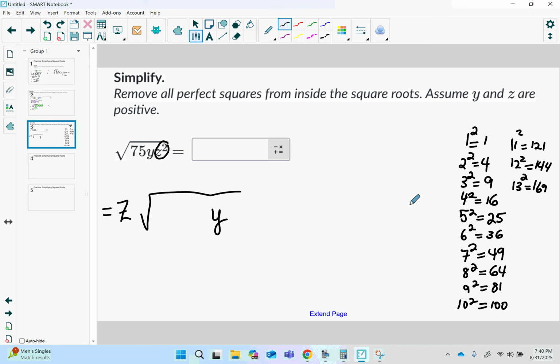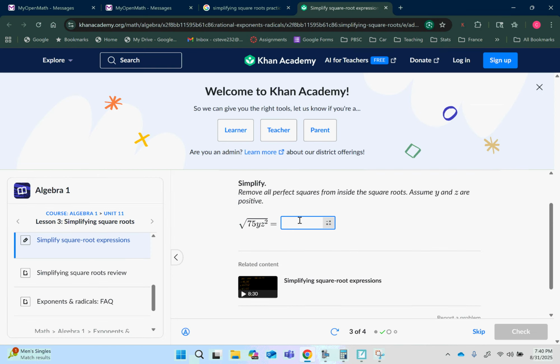Okay, so notice that 25 is a perfect square, and I know that 75 can be rewritten as 3 times 25, or 25 times 3, and the square root of 25 would be 5. So now I'm going to write 5z times the square root of 3y. 5z square root of 3y. Is that what it was?